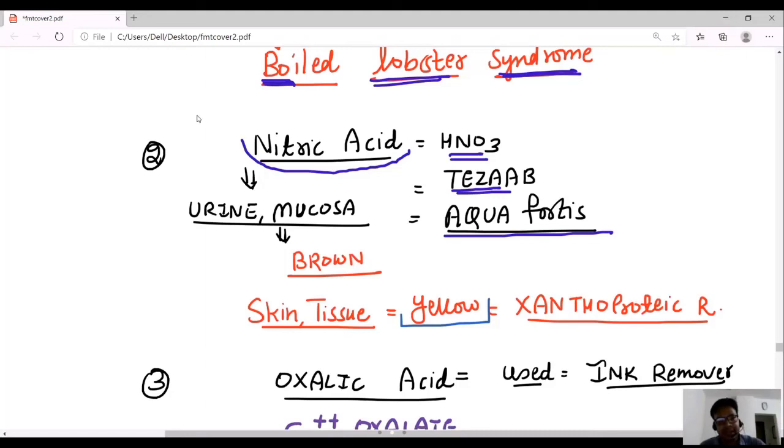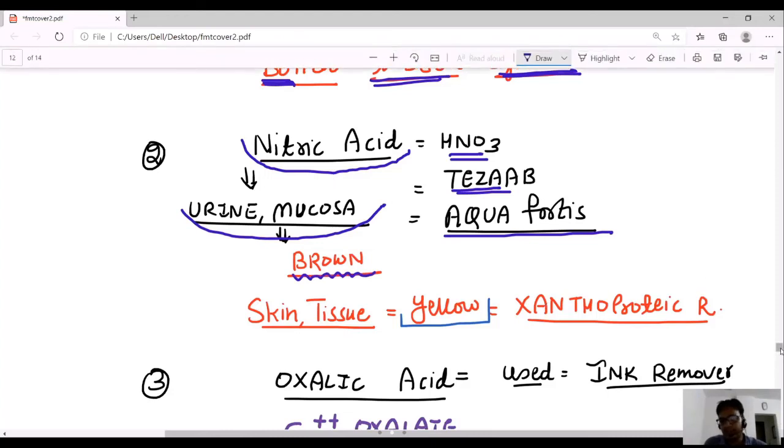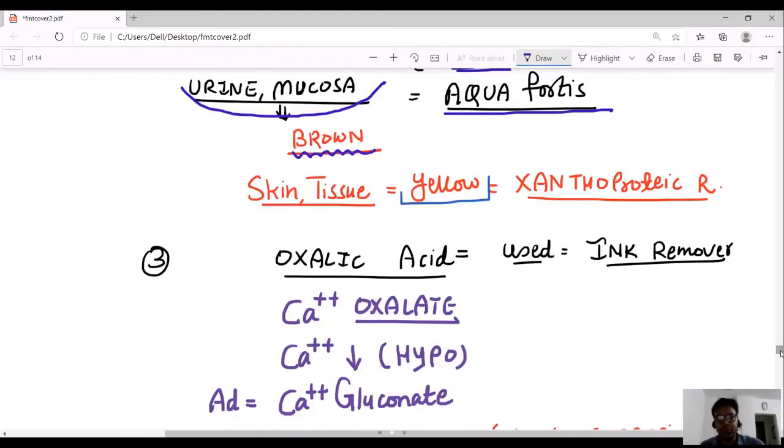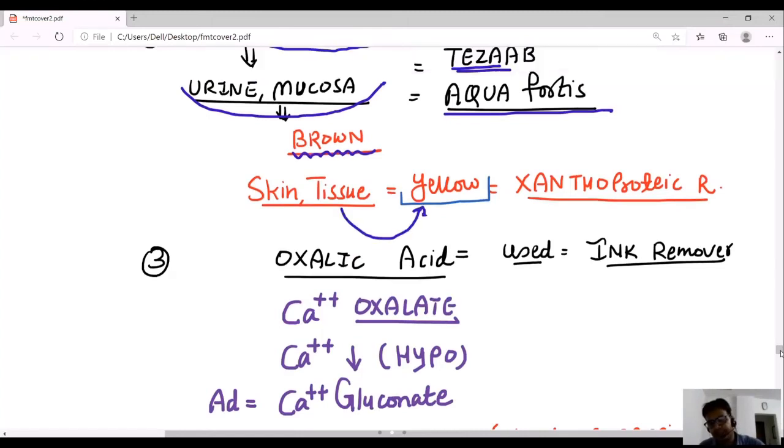Sir, by nitric acid, your urine and mucosa become brown colored, and skin and tissue become yellow colored. This reaction is known as the xanthoproteic reaction. Urine and mucosa become brown. Skin and tissue become yellow. This reaction is known as xanthoproteic reaction. तो डॉक्टर साहब मेरे साथ रिवाइज करना.